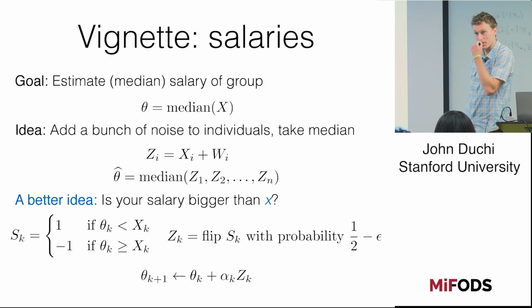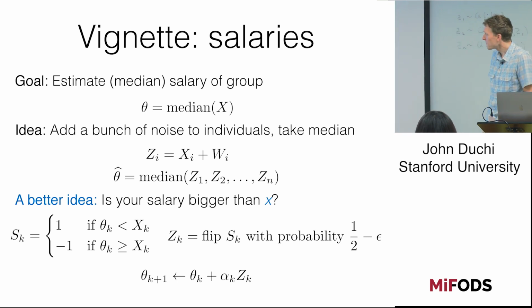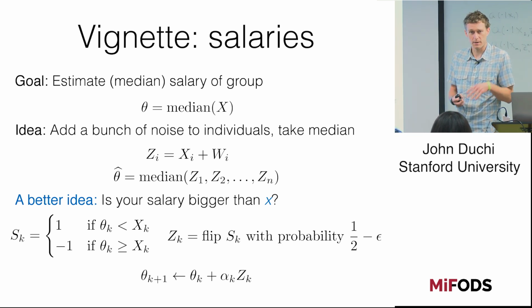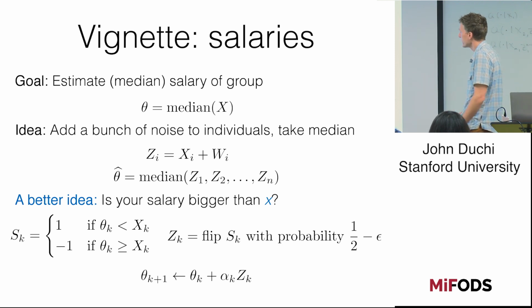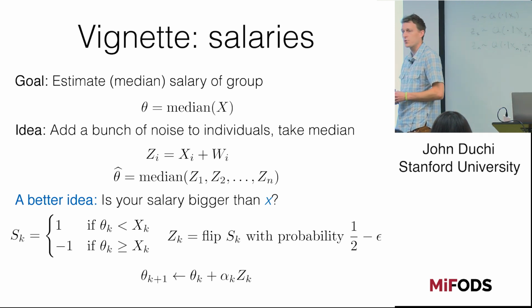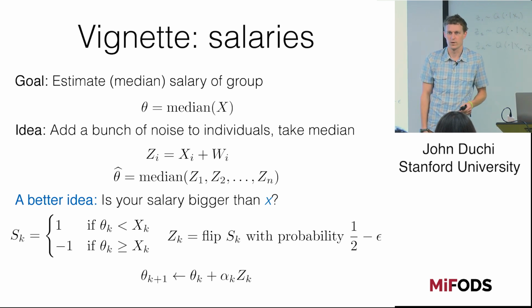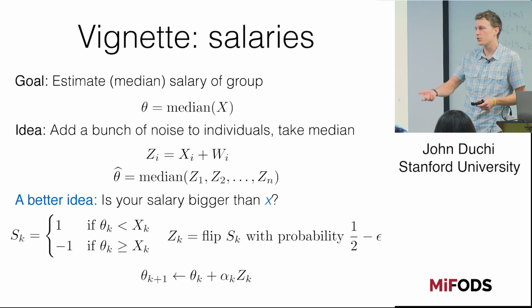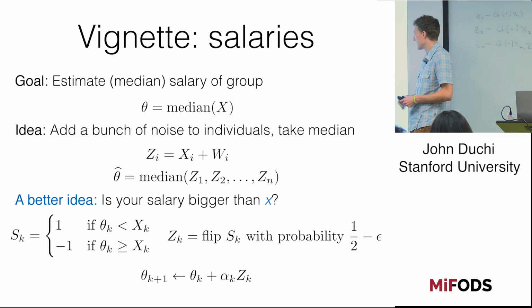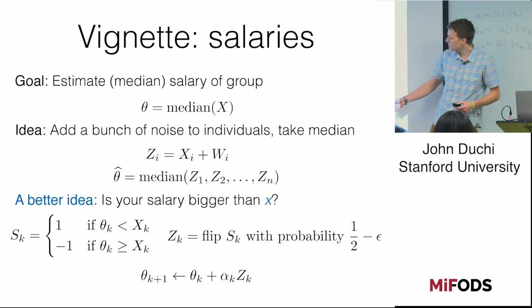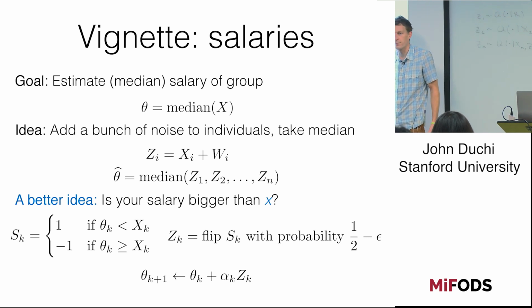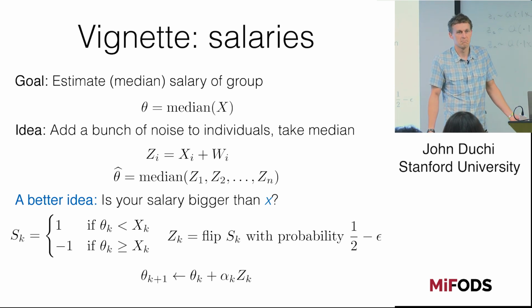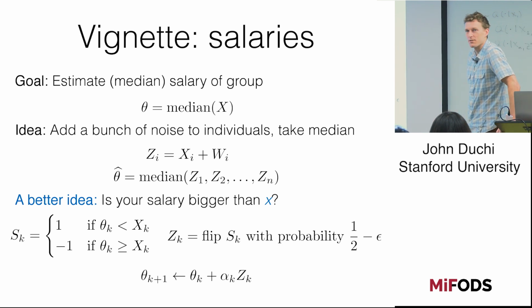OK, here's a much, much better procedure. I'm going to go around this room. I'm going to have a current guess of what the median salary is. I'm going to ask each of you, is your salary bigger than theta, my current estimate of the median? And I'm going to let you lie to me with some probability, but you're just going to say yes or no. You're going to flip a coin, and if it's heads, you say the truth. If it's tails, you lie to me. And then, based on whether you said up or down, I'm going to update my guess of the median salary. Now let's take a look at how these two things perform.